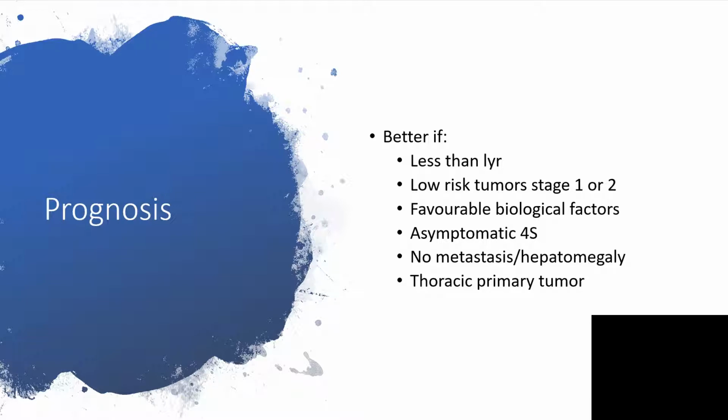Prognosis is better if it is less than 1 year. That is good. If there's low risk of tumors like stages 1 or 2 only, that is great. If there's favorable biological factors, that is fine. Even if it has bad stage like 4S, but it is asymptomatic, that is good news. If there's no metastasis and there's no hepatomegaly, that is nice. If it is primarily affecting the thoracic region, then that's good news.